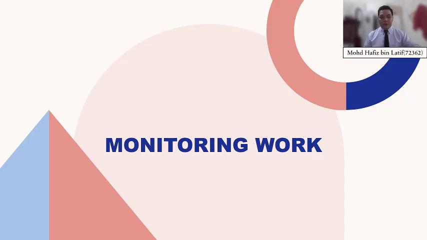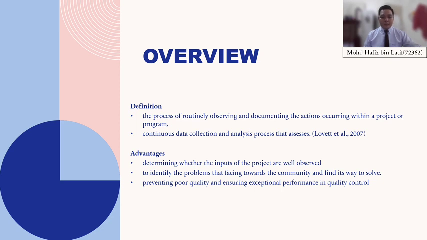Moving on with Chapter 3, which is monitoring work. Monitoring work is defined as the process of routinely observing and documenting the actions occurring within the project or the program. According to Lovett et al. 2007, monitoring work is defined as the continuous data collection and analysis process that is being assessed. For the advantages, monitoring work is good to determine whether the inputs of the project are well observed. It is also used to identify the problems facing the community and find ways to solve them. And lastly, it is to prevent poor quality and ensure exceptional performance in quality control.